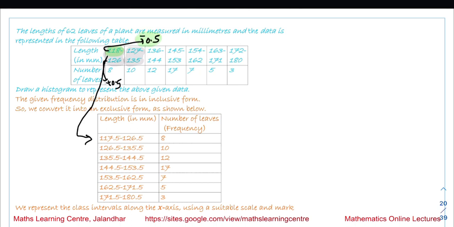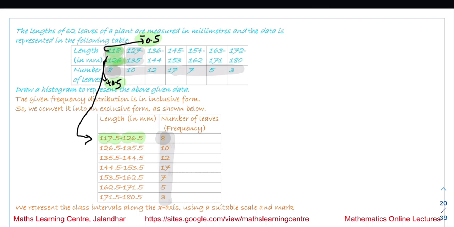118 minus 0.5 is 117.5, and 126 plus 0.5 is 126.5, and the frequency we have is 8 over here. So these frequencies, 8, 10, 12, 17 and 7, are not changing. These are the frequencies that are given to us, and these values are changing.